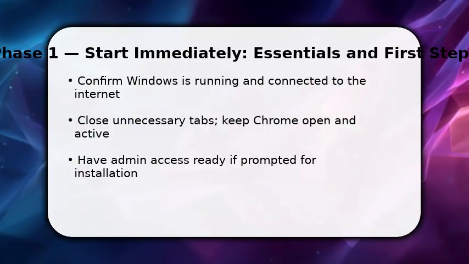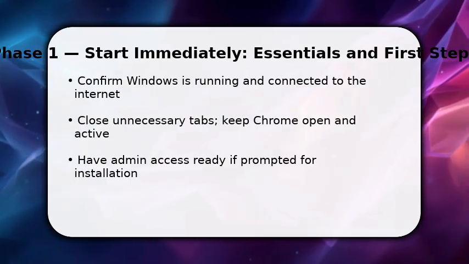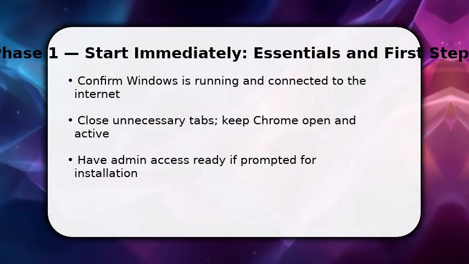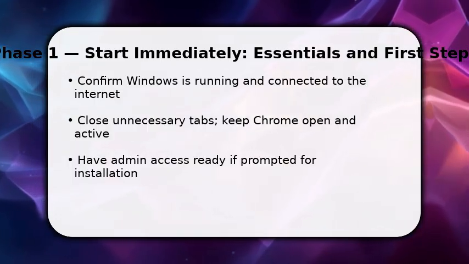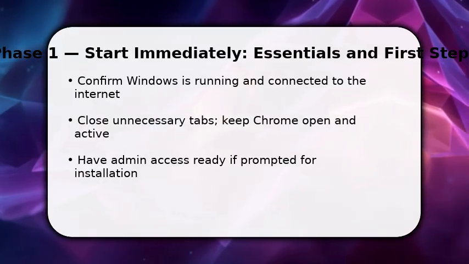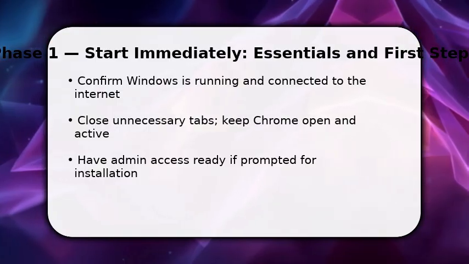You'll start by making sure Windows is online and you have admin rights. This lets updates install smoothly. Open Chrome and keep it as the focused window. Next, click the three-dot menu at the top right. That is where Update controls live, so don't waste time looking elsewhere.